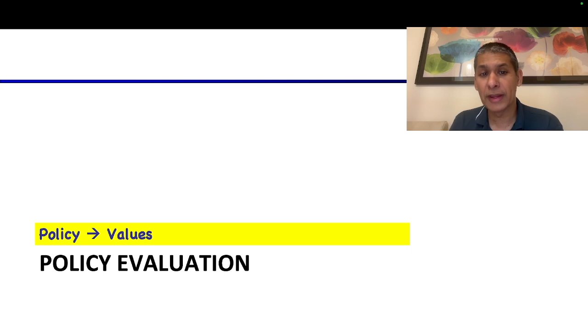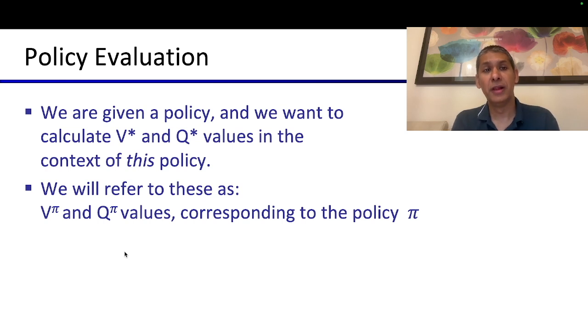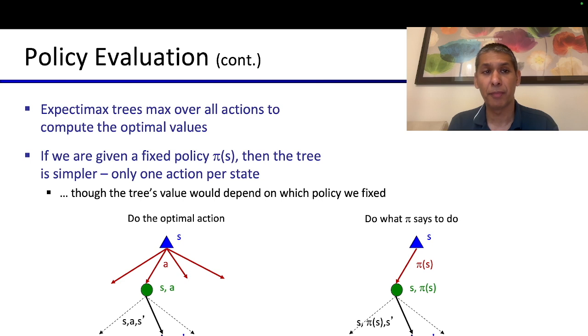So for that reason, we do the policy methods, and let's dig into the first one, which is policy evaluation. Again, we're given a policy, and we want to find the values here. So we want to compute the V star and Q star values, but now they'll be in the context of this policy. Therefore, we'll refer to them not as V star, Q star, but as V pi and Q pi, because they correspond to the policy pi.